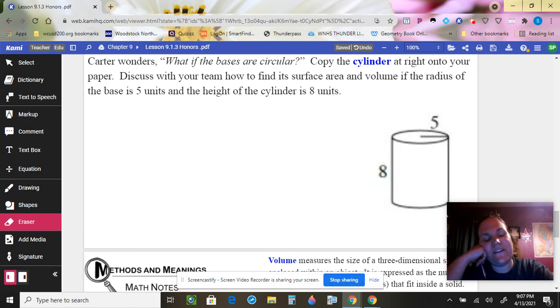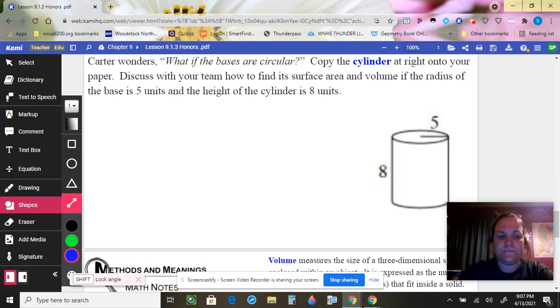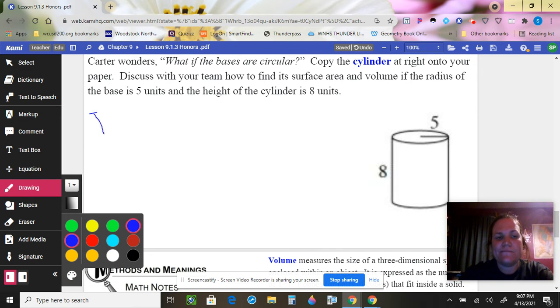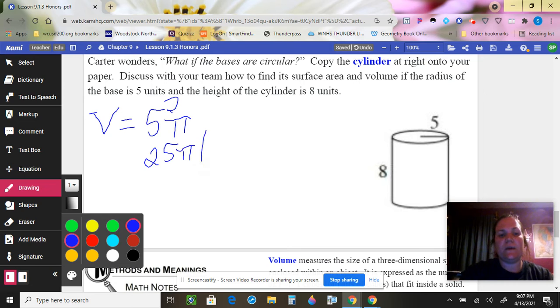And then I want you to think about how to find the surface area and the volume, given that the radius is 5 and the height is 8. So I'm going to start with volume. To find the volume, just like our other prisms, we find the area of the base and we times it by the height. So we're going to find the area of the base, which is 5 squared pi. So I'm going to change that to 25 pi. And then I'm going to times that times my height. So if I do that, that's going to give me 200 pi.